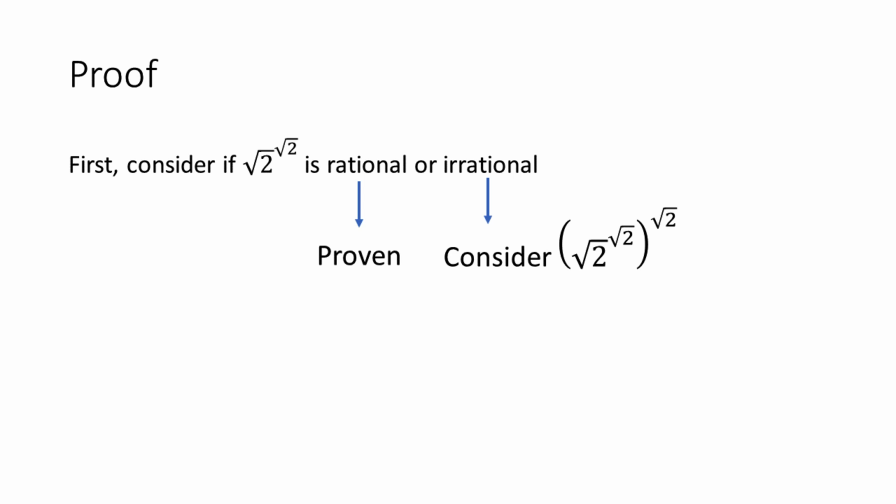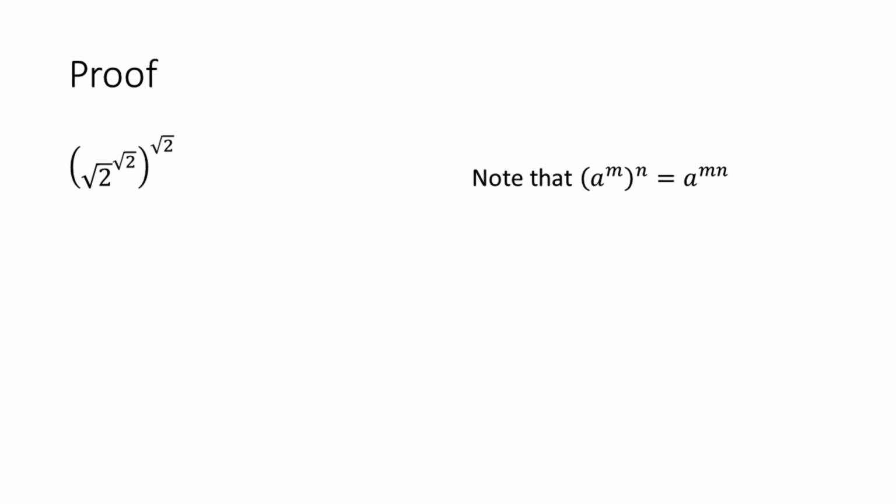We need to consider the case with root 2 to the power of root 2 and to the power of root 2. I will just call this number n, since it is too long to read. Similar with root 2 to the power of root 2, we still consider if n is rational or irrational. To evaluate n, we first need to notice that a to the power m to the power n is equal to a to the power of mn.